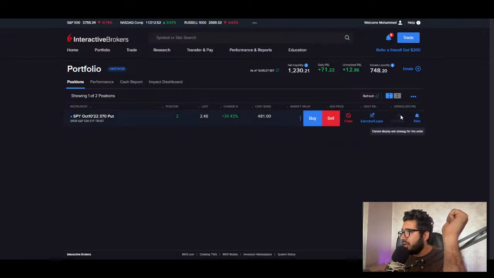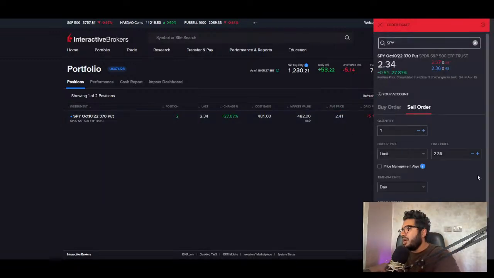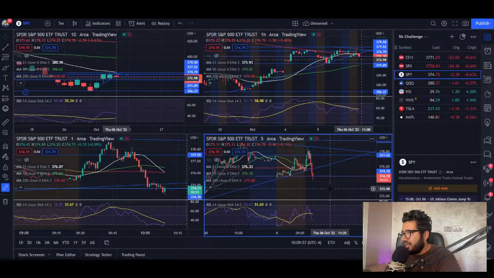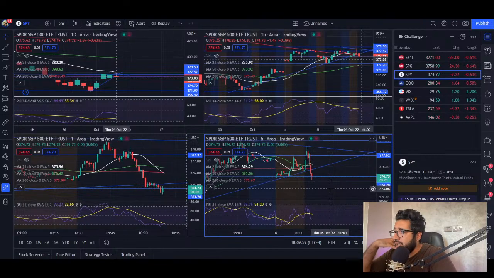So let's see here. This is the good thing about the phone, the mobile app. It does have an exit strategy where you can just do that. So let's see here. Sell one contract. So we'll just have this ready in case we want to exit or we want to enter. So still retesting here. Still nothing going on so far. So let's see what happens.